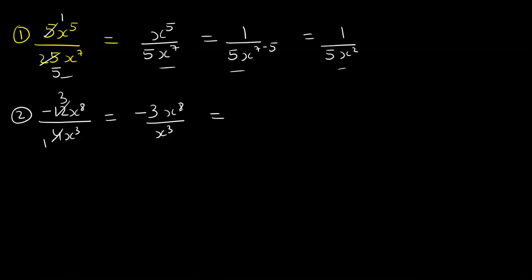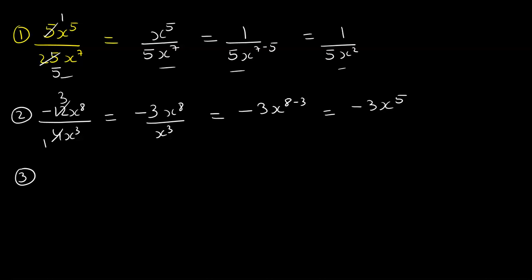Now you can see the base, which is x, has the bigger power in the numerator. It has 8. So subtraction will happen in the numerator. So how will we do it? Negative 3 x, 8 minus 3, and nothing in the denominator because there is nothing there anymore. 3 comes up, x cube comes up, then negative 3x to the power of 5. And there is our final answer.